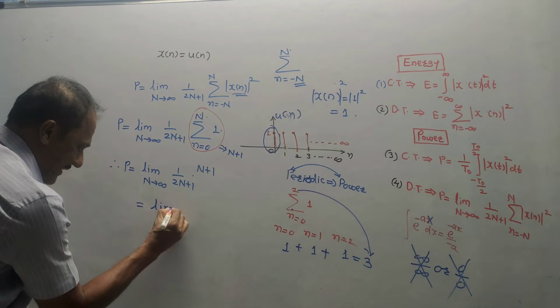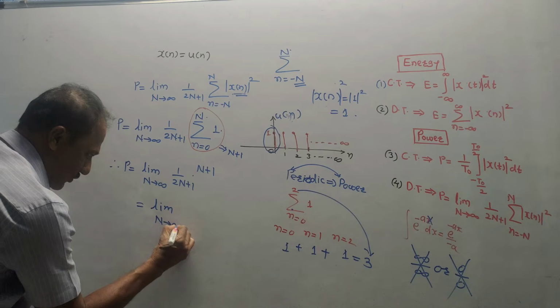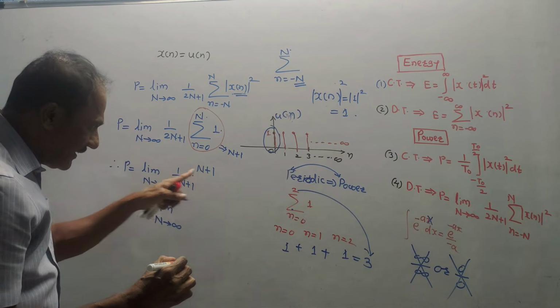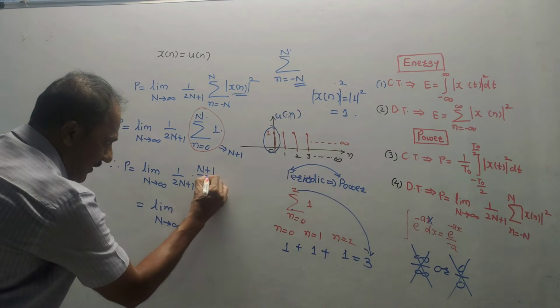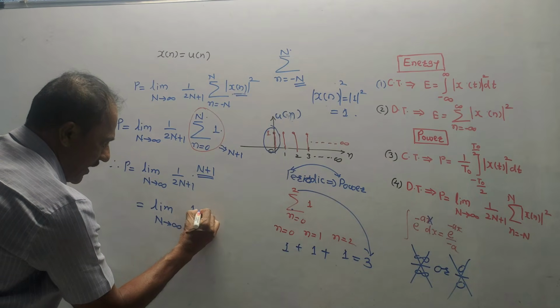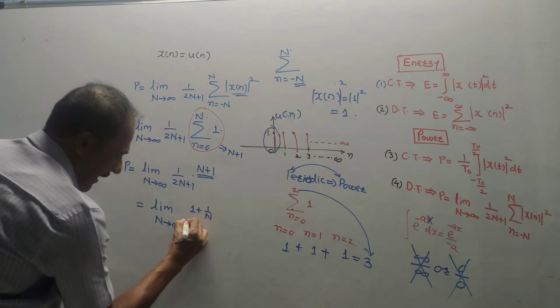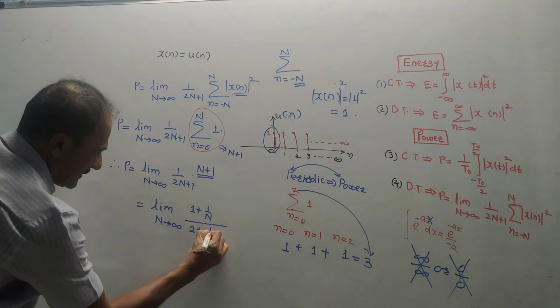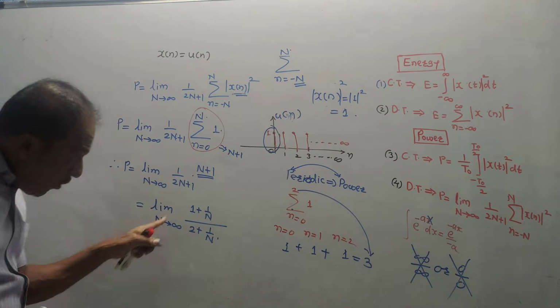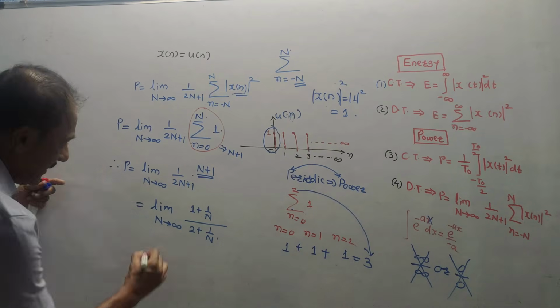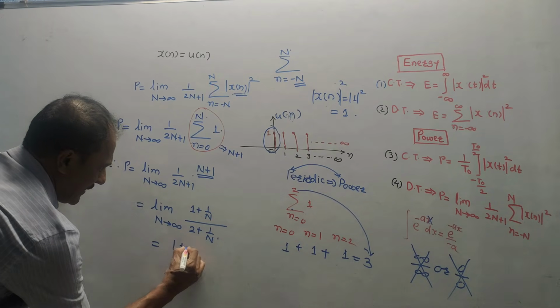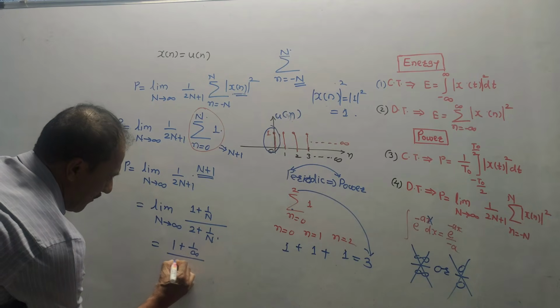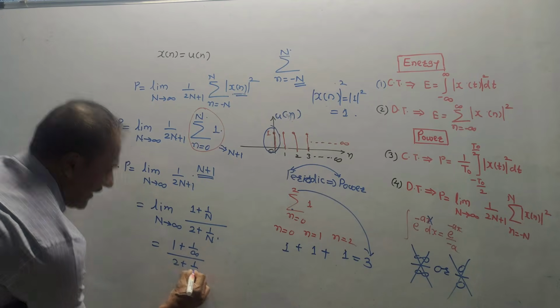So this limit I will keep it as it is, limit as n tends to infinity. Divide numerator and denominator by n. So if I divide the numerator by n, I will get 1 plus 1 by n. Again divide the denominator by n, so I will get 2 plus 1 by n. Now wherever n is there, put infinity. So the answer will be 1 plus 1 by infinity upon 2 plus 1 by infinity.